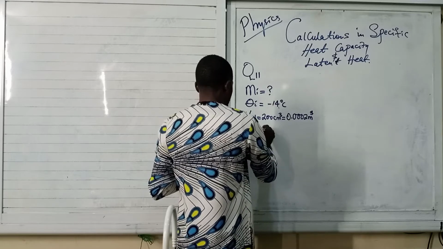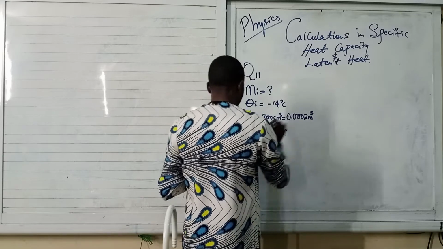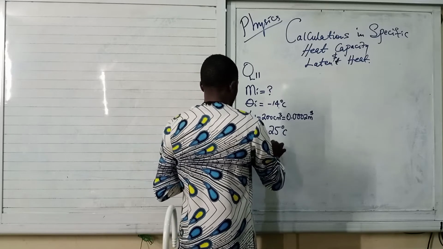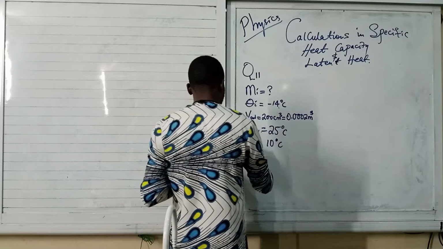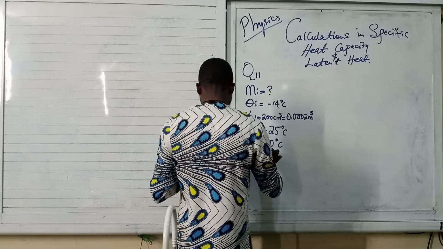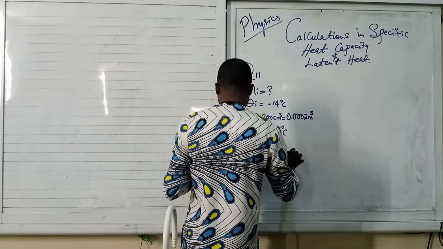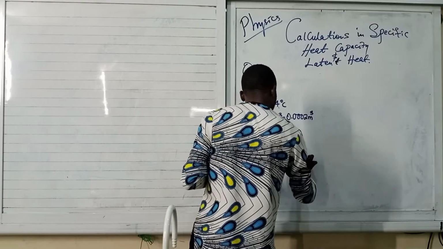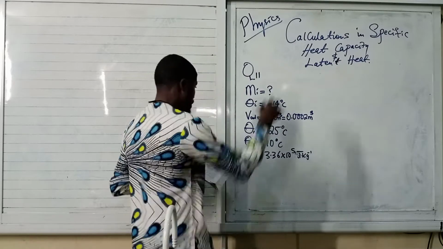theta 1 of the orange drink is 25 degrees Celsius, and theta cold of the orange drink is 10 degrees Celsius. Specific latent heat of fusion of the ice, LFI, is given as 3.36 × 10^5 joules per kilogram.